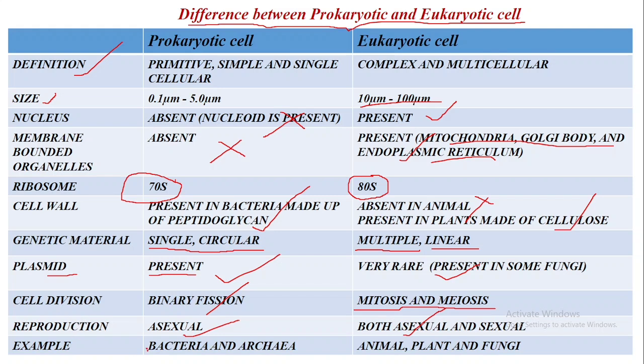Example, you have already known archaea and bacteria are the examples of prokaryotic cell. Animal, plant and fungi are the examples of eukaryotic cell.